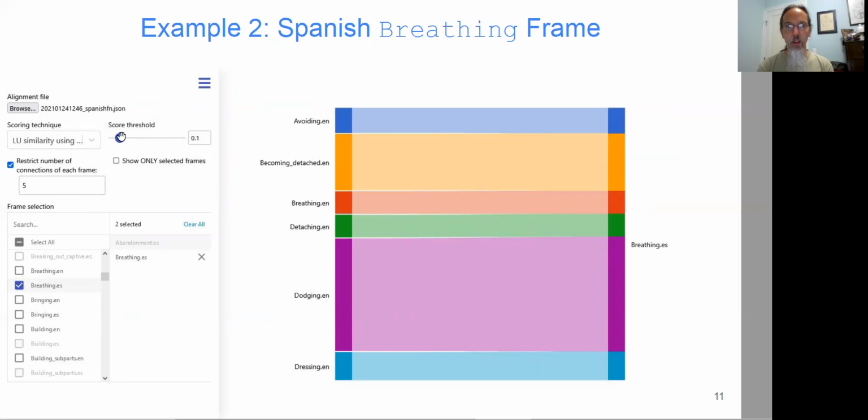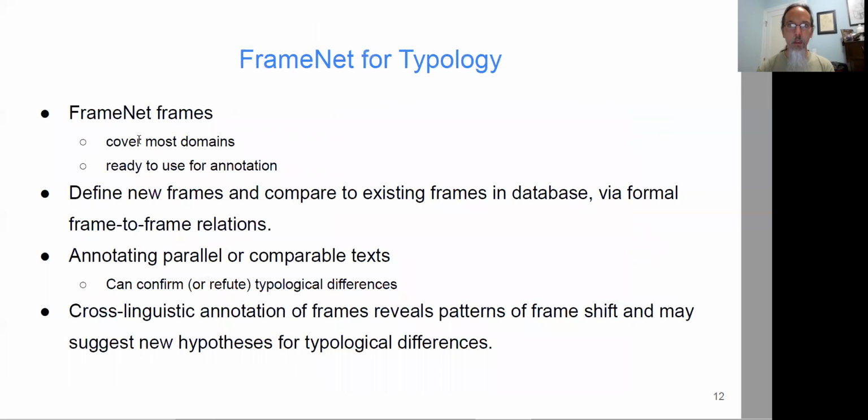However, it's very sensitive to this scoring threshold. If we change it to be any tighter, then breathing in English disappears as a comparison for Spanish breathing. So they're relatively fragile. We still need to do more work on how well the word vectors work.